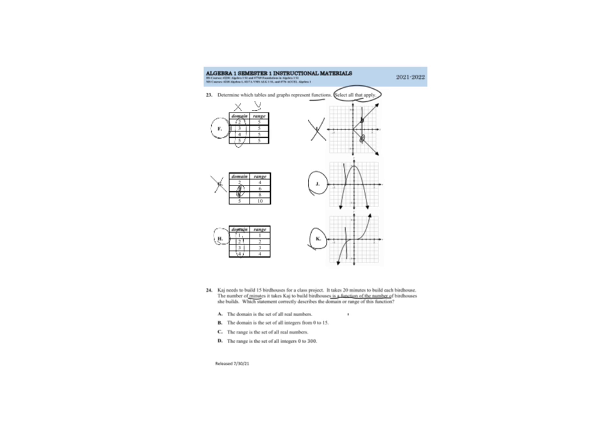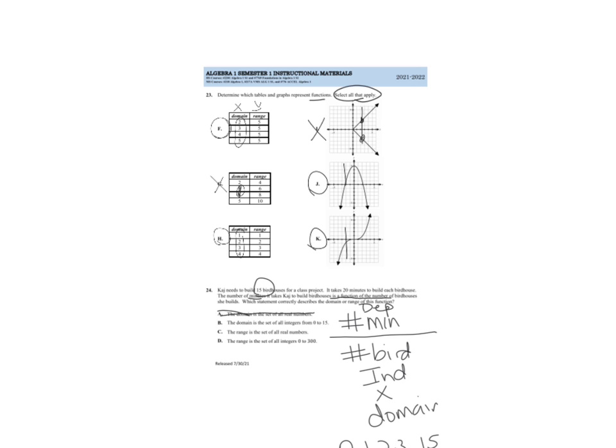So that just lets me know that the number of minutes is dependent and that the number of birdhouses is independent. Just as a reminder, independent is our x or our domain. So let's deal with that one first. How many birdhouses is he building? 15. So he can build 0, 1, 2, 3, until he gets to 15. So it's not all real numbers. It's from 0 to 15.